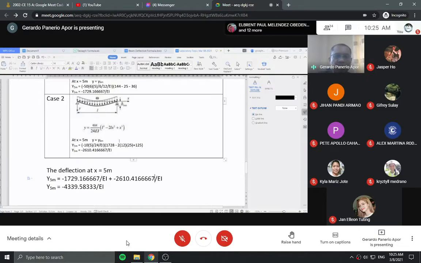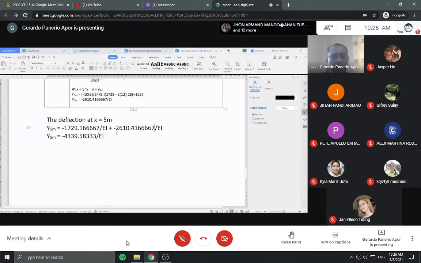So I use a new technique. We call it superposition. So you superimpose the two simple deflections, no? The two simple deflections. Okay. So I will make an assignment.